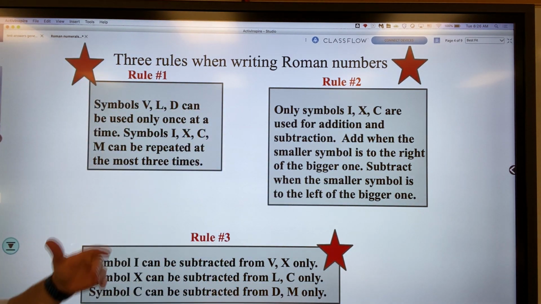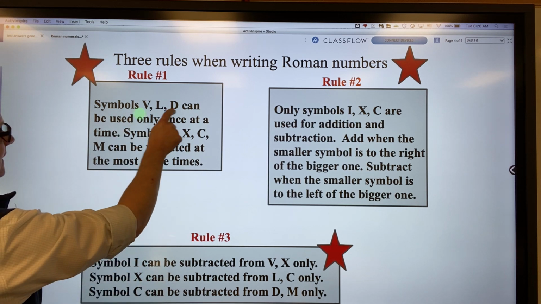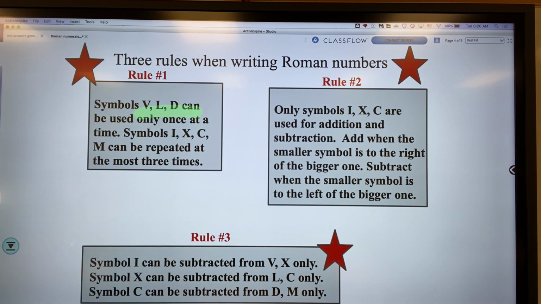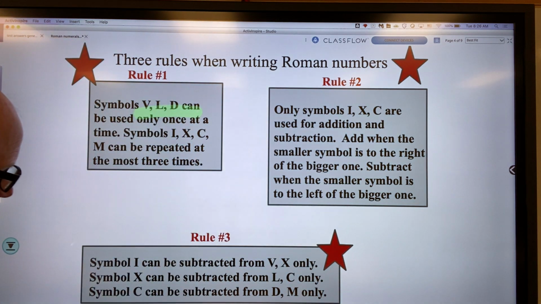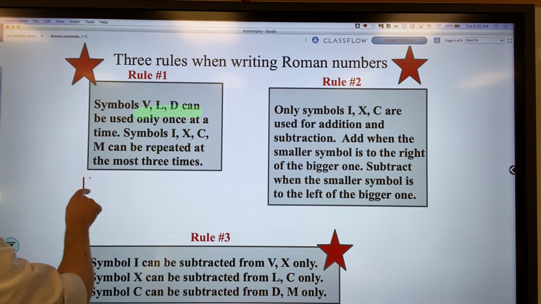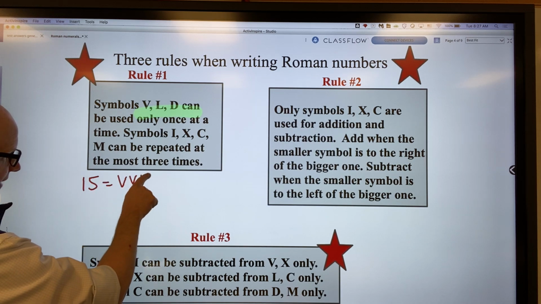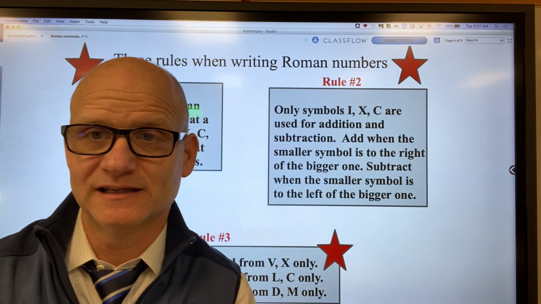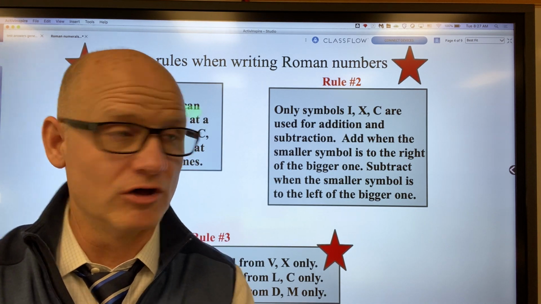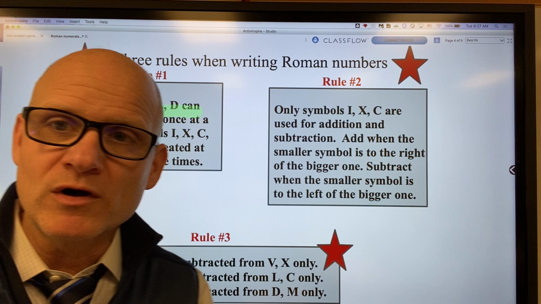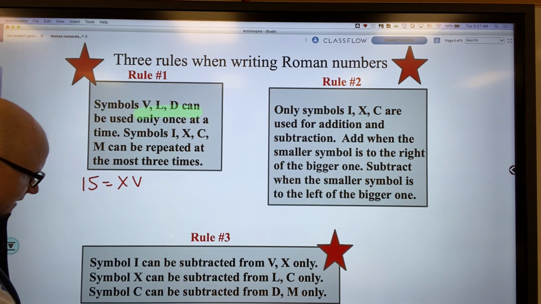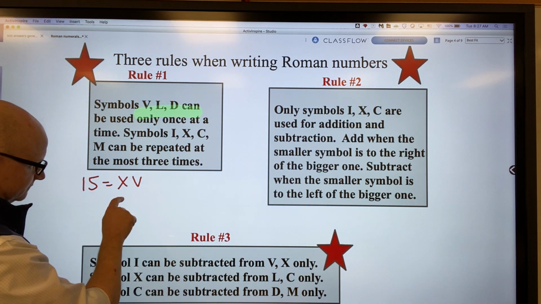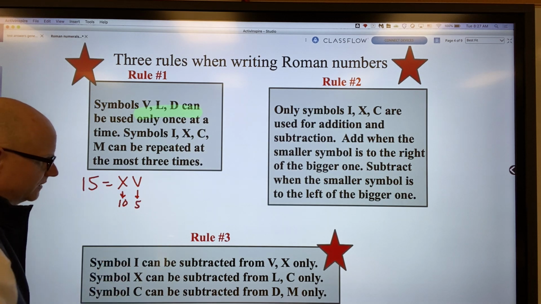Rule number 1 says symbols V, L, D can only be used once at a time, and symbols X, I, and C can be used at the most 3 at a time. What does that mean? If I want to write 15, I cannot go V, V, V. Even though V is a 5, I can't put all 3 together. If I want to write 15, I would write it like this, X, V. This means 10, and this means 5, okay?